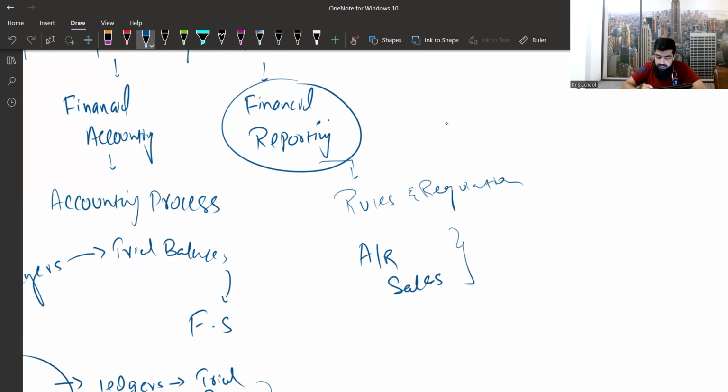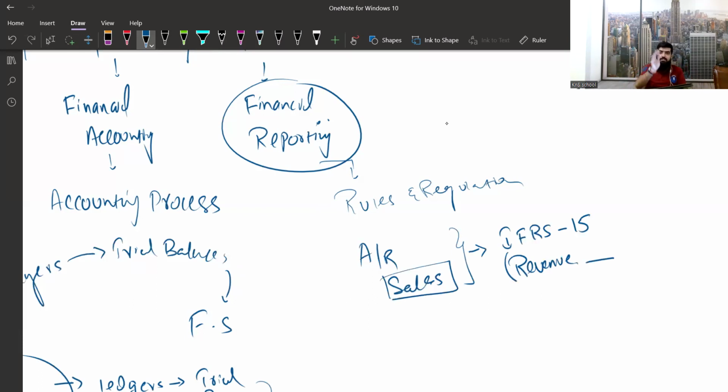For instance, there is an accounting standard known as IFRS 15. This standard exclusively deals with revenue. If you're recognizing the sales, it's not that easy. If you are given the transaction, goods sold on credit, and you just made the accounting entry, no. Now you are on the decision maker side.